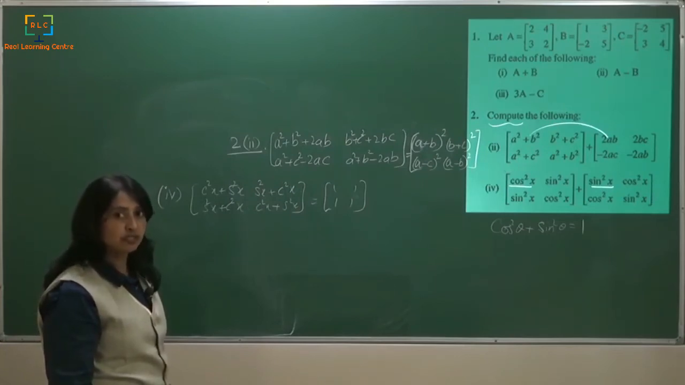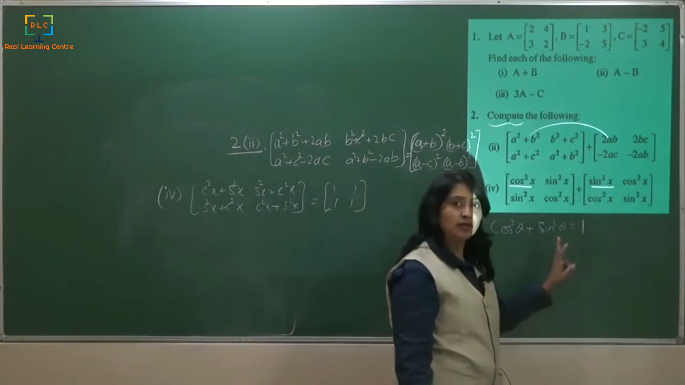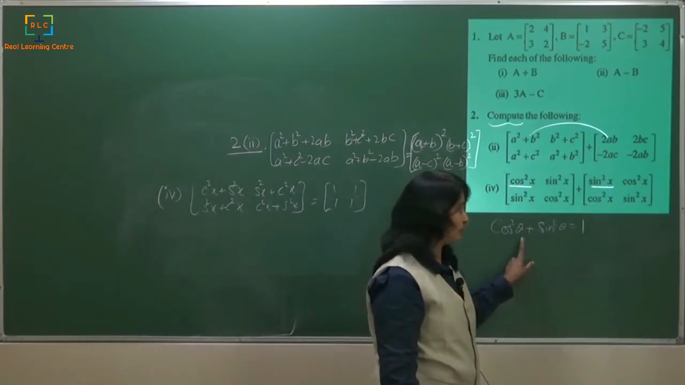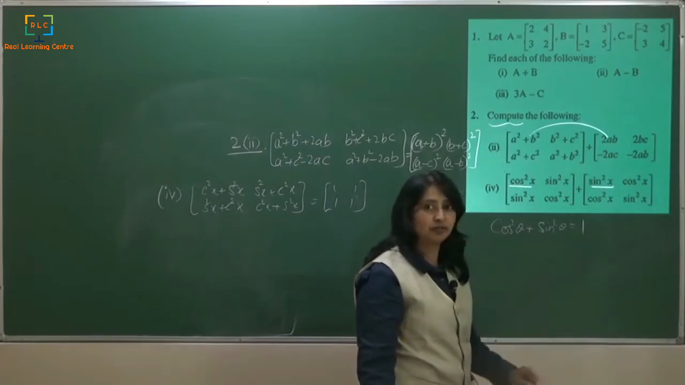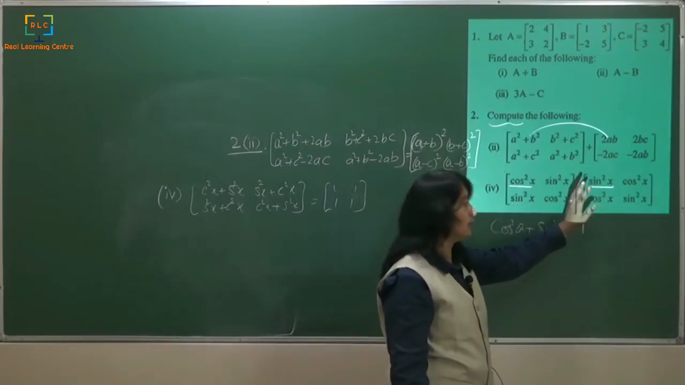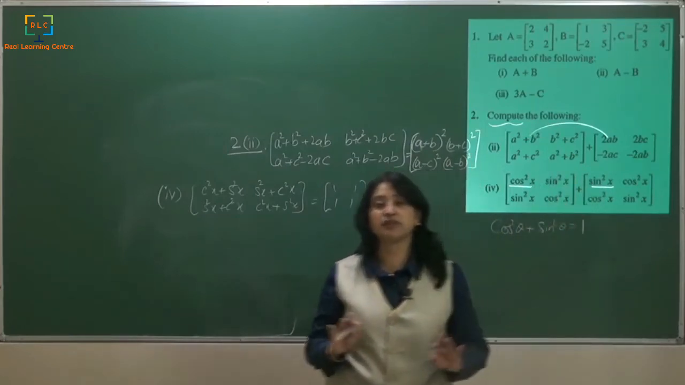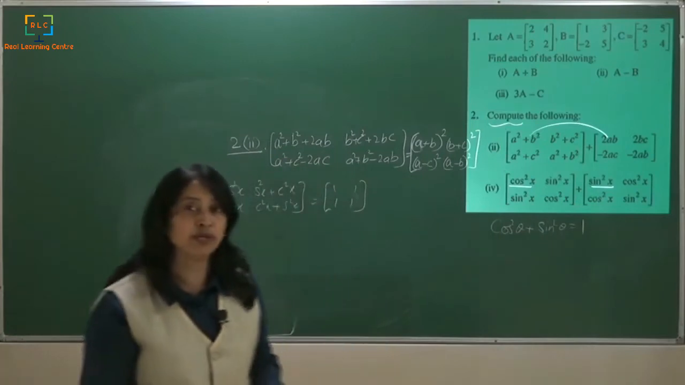And one more thing: suppose they give cos square x and sin square y here, it doesn't become 1. Cos square of some theta plus sin square of the same theta will always be equal to 1. So cos square x plus sin square y is not 1. If they say cos square x and sin square y, you will write it as cos square x plus sin square y only. It will not be equal to 1.